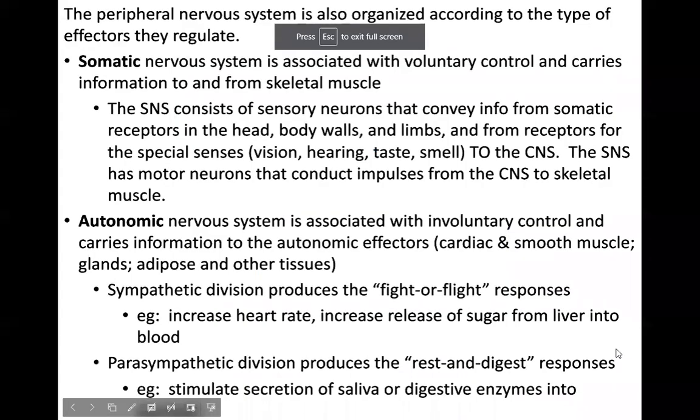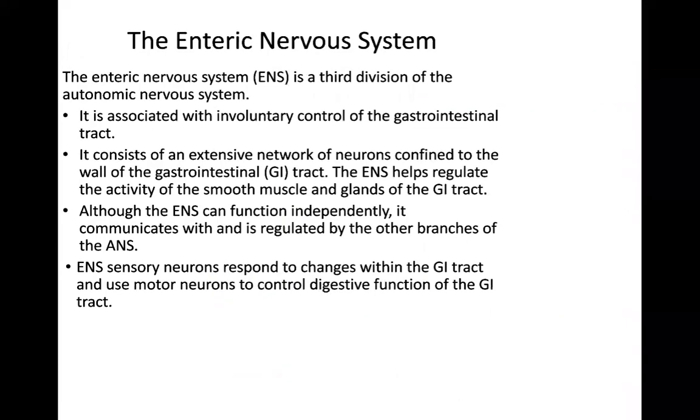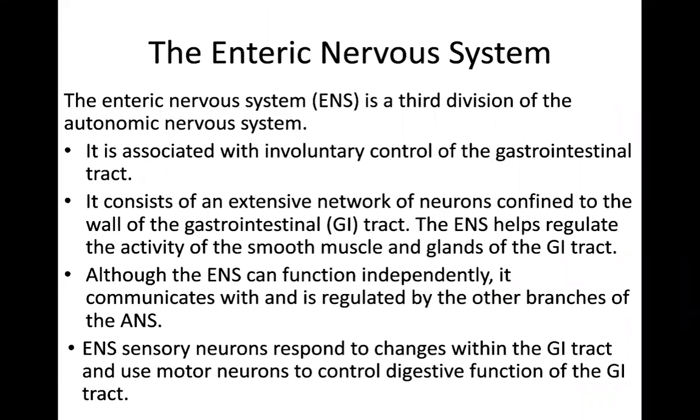Okay, so now we're ready to talk about the next division, which is like the sympathetic parasympathetic stuff we left off with on Tuesday, which were both associated with automatic or involuntary control. But specifically here we're talking about what we call the enteric nervous system, a third division of the autonomic nervous system. This is associated with involuntary control, so it's automatically done for us. And we're talking about controlling our gastrointestinal tract, or GI tract for short, which involves stomach and intestines, small and large intestines.